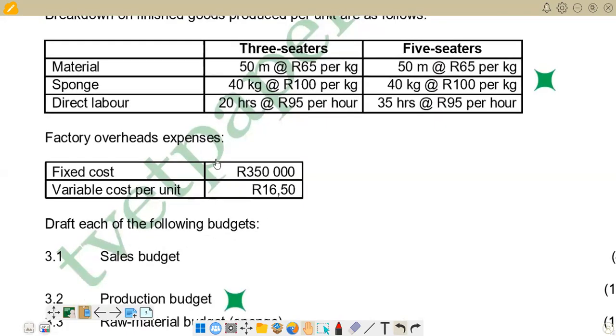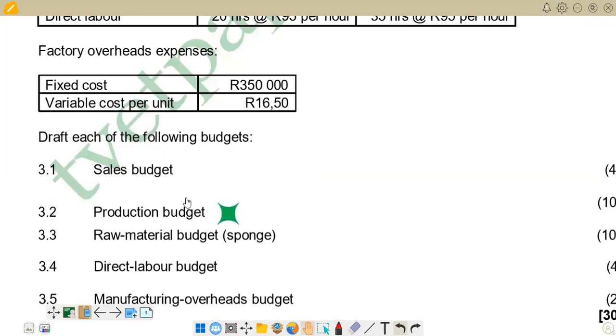Draft each of the following budgets. It's now on the required part. The first one is the sales budget. So we want to prepare the sales budget. Basically, on this sales budget, what we are looking for is the projected amount of units a company anticipates selling in a set period of time and the revenue it could earn. So this is the basis of preparing this sales budget. At the end, we want to calculate the value of the total sales, whereby we multiply the expected sales in units by the selling price per unit.